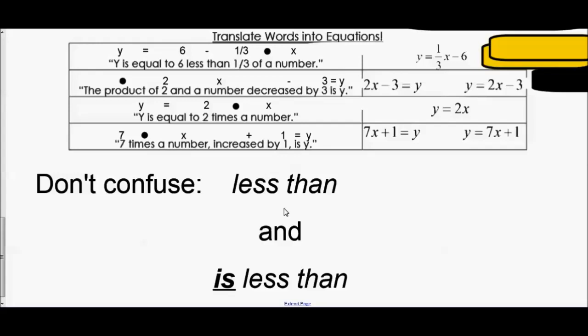So if I say 5 is less than a number, that means 5 is smaller than that number. If I say 5 less than a number, that means I start out with a number, and then I'm taking 5 away from that. So 5 less than a number is subtraction. 5 is less than a number is an inequality.